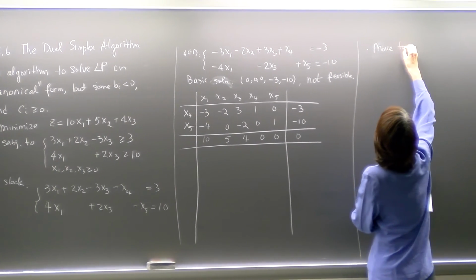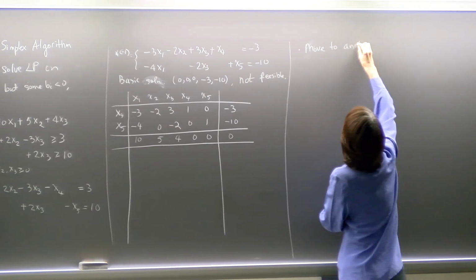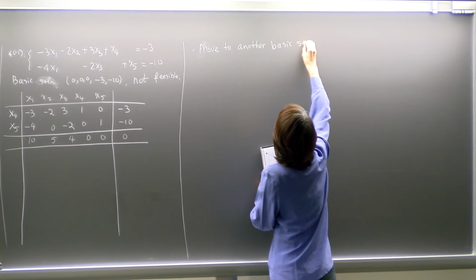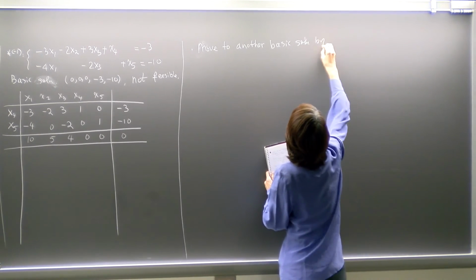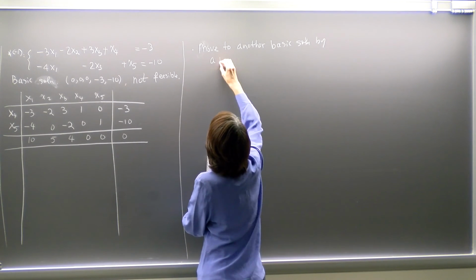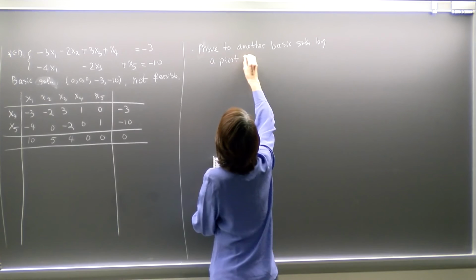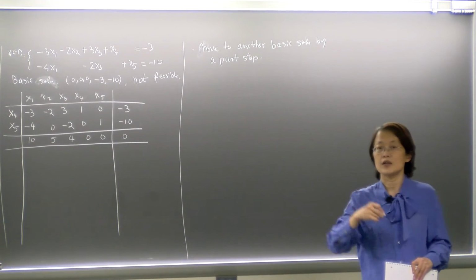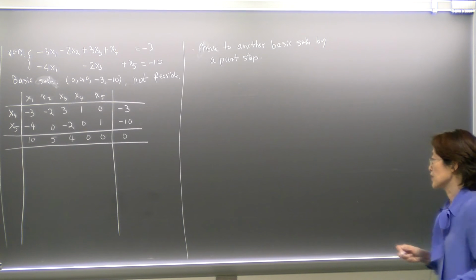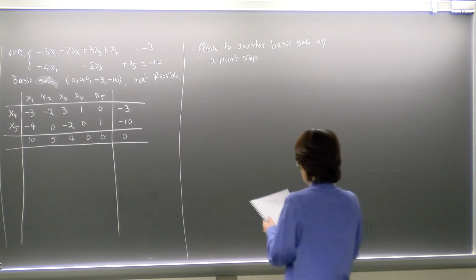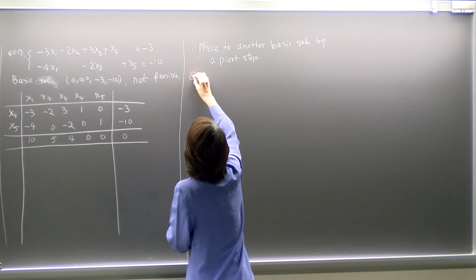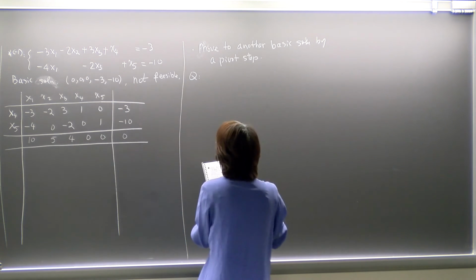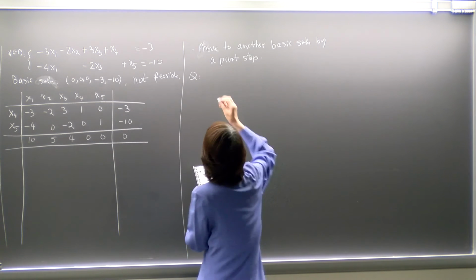Move to another basic solution by a pivot step, in the hope that I will eventually end up in the feasible region. Okay, so then here comes the big question. I realize I can just pivot. That's the same process we've been using. But the big question is, where do I pivot?